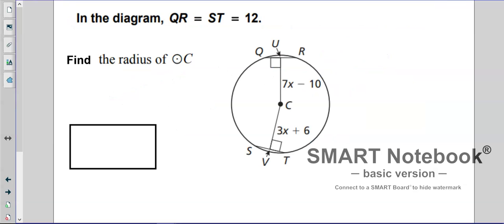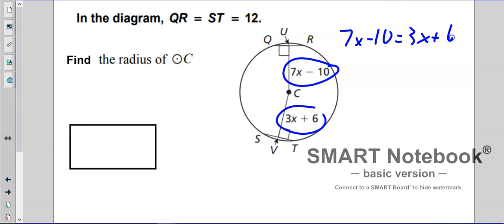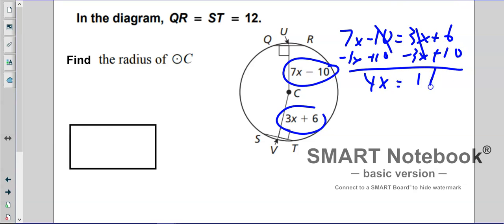Find the radius of C. All right. Well, once again, these lines are meeting these two chords at right angles. Whoops. These are equal to each other. So we're going to do the exact same thing. I'm going to keep my letters on the left, positive, which means I'm going to move my numbers right. That gives me 4x equals 16. Divide by 4.